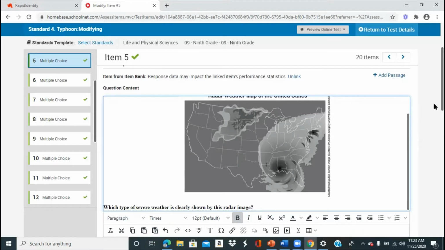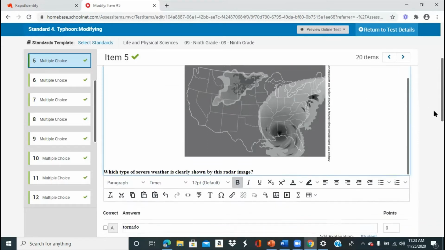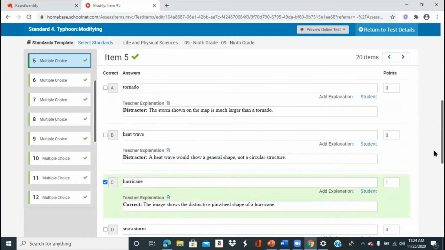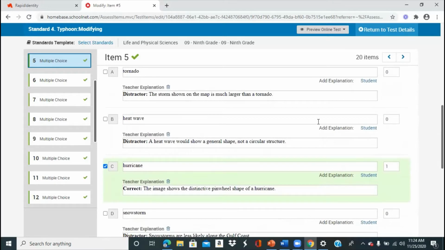Okay, so among the options that you have down below, what do you think this is? You have a cyclic turn moving counterclockwise, and it covers a lot of rain clouds over a vast location. So most probably this is none other than a hurricane. That is not a tornado, not a heat wave, not a snowstorm, but obviously, that is the hurricane.